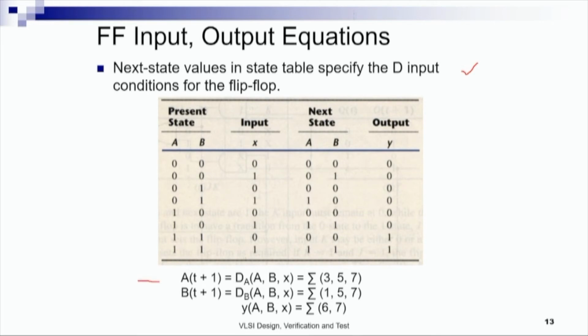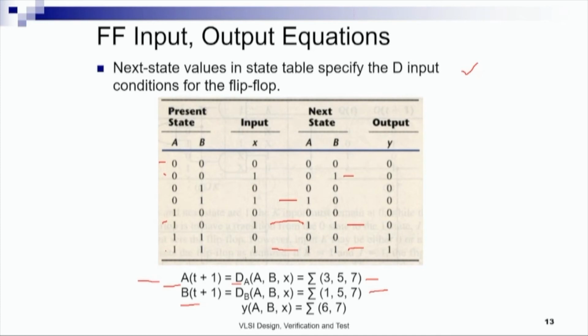Right? So A(t+1) equals DA, A B X equals 3, 5, 7. Minterm number 3, minterm number 5 and minterm number 7 produce a 1 here. Right? We see that this one and this one produce a 1. So minterm number 3, 5 and 7 produce a 1. For B, we see that a 1 is produced here, here and here. So at minterm number 1, minterm number 5 and minterm number 7. So DB is produced for 1, 5, 7.